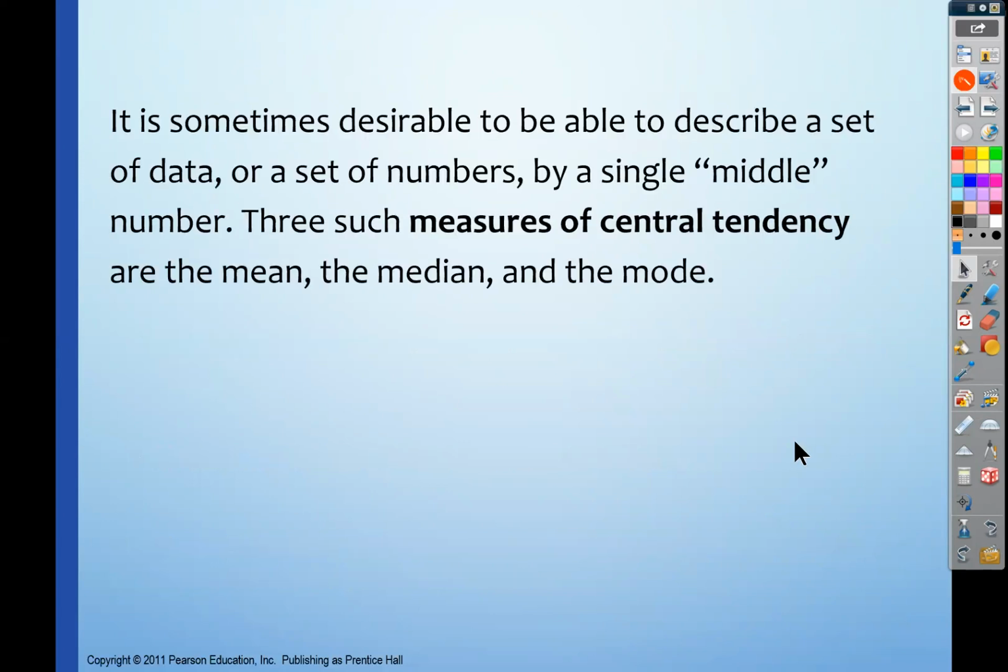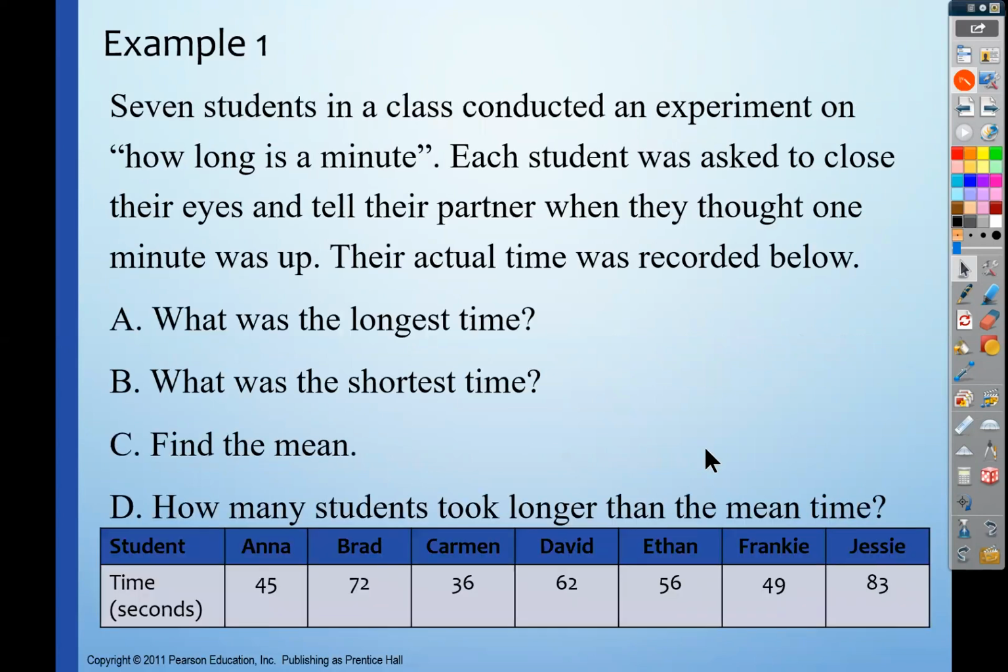It is sometimes desirable to be able to describe a set of data or set of numbers by a single middle number. Three such measures of central tendency are the mean, median, and mode. So the first example: 7 students in a class conducted an experiment on how long is a minute. Each student was asked to close their eyes and tell their partner when they thought 1 minute was up. Their actual time was recorded below.